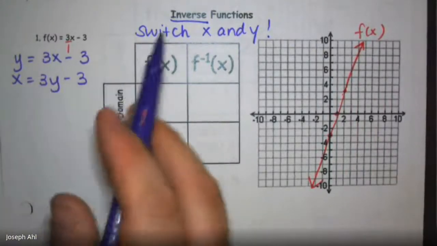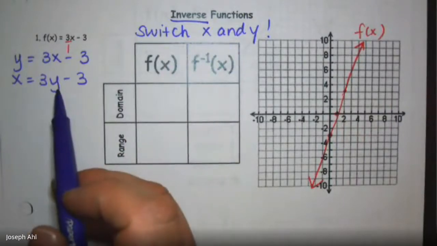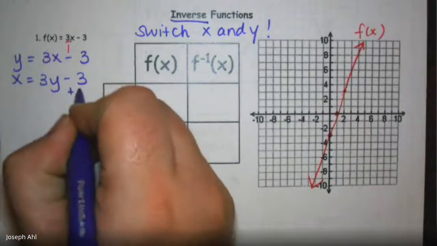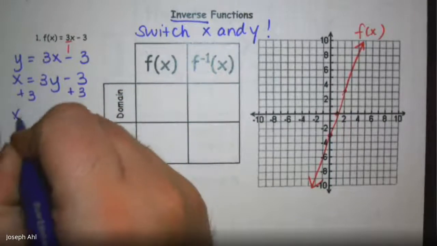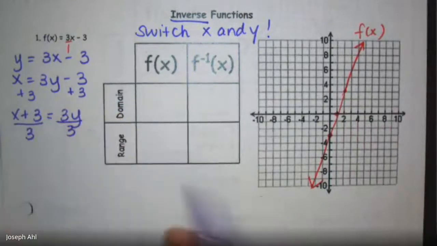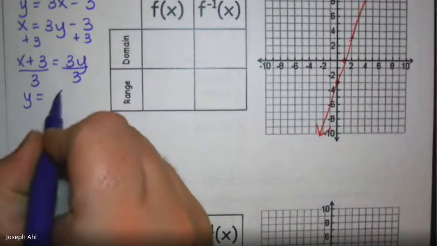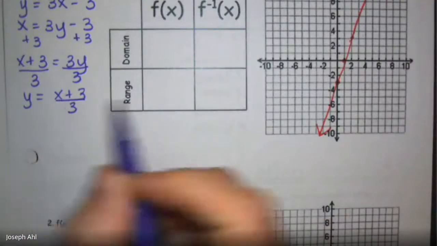And it's not only about switching x and y, it's once you've switched them, now we have to solve for y again. So to get y alone, we're going to add 3 to the other side. So x plus 3 is equal to 3y. And finally, dividing both sides by 3 gets you the equation y equals x plus 3 over 3.